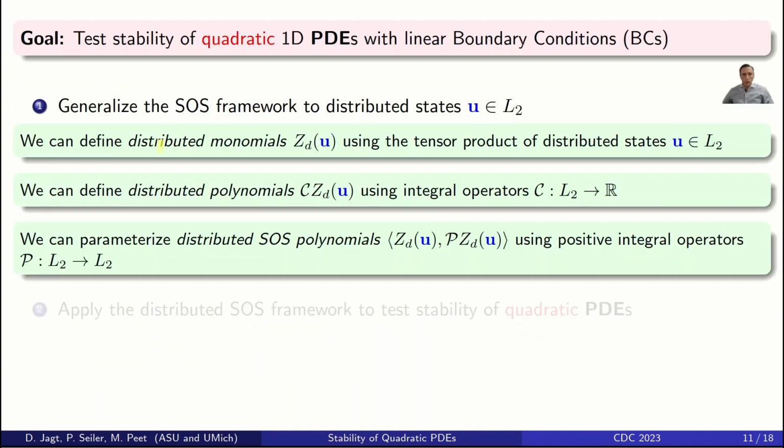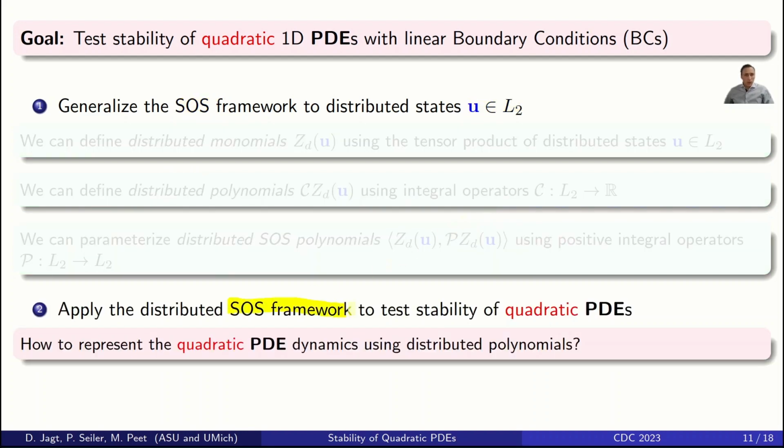So at this point then, we have all the tools we need to actually apply this SOS framework to systems involving these infinite dimensional states. What we want to do, of course, is apply the SOS framework to testing stability of our quadratic partial differential equations. And for this, we first need to represent our quadratic PDE dynamics in terms of these distributed polynomials. However, we note that our SOS framework is defined on these states U that are square integrable, whereas our PDE dynamics are generally defined on a much more narrow domain involving boundary conditions and continuity constraints.